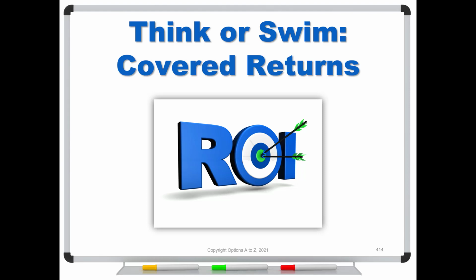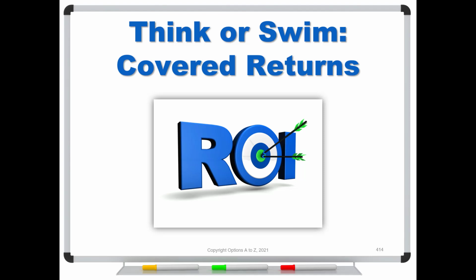Well, in a recent video entitled, "Should You Consider Deltas for Covered Calls?" I had some traders email and say, hey, those are some pretty cool calculations. I could use those. Can you put them in Thinkorswim? And the answer is yes. You can do what are called covered returns, but they actually break them out into two different fields.